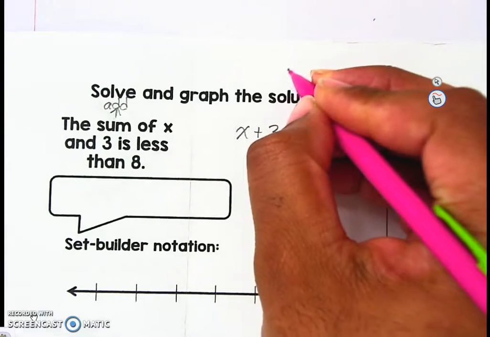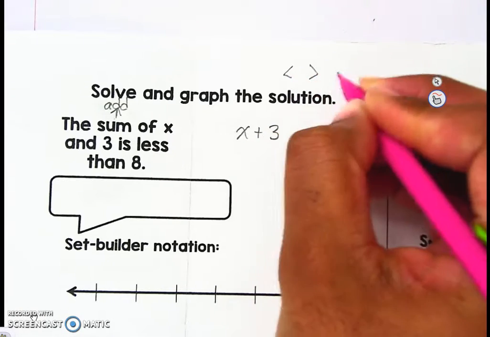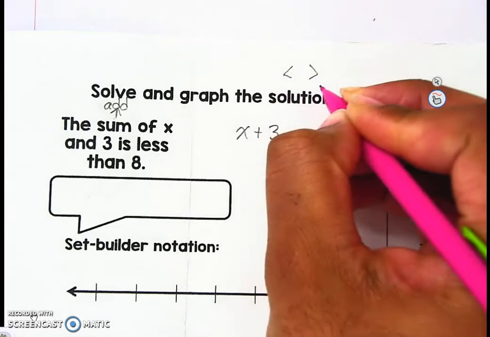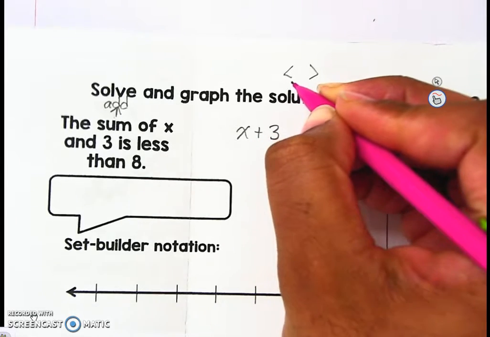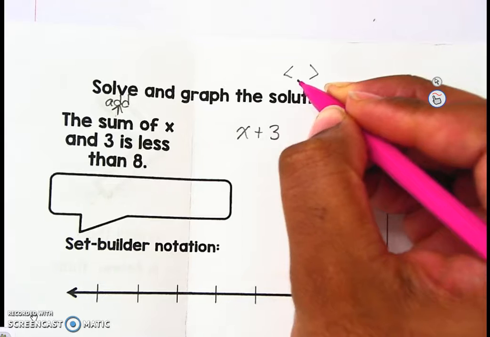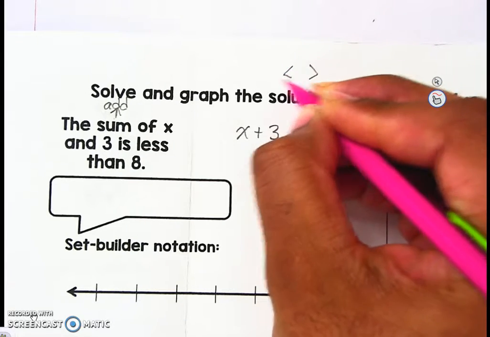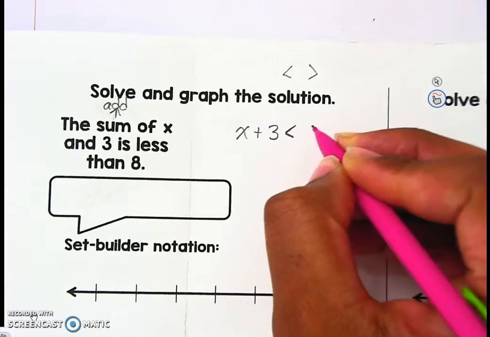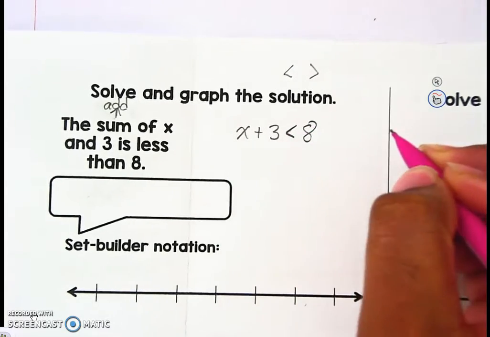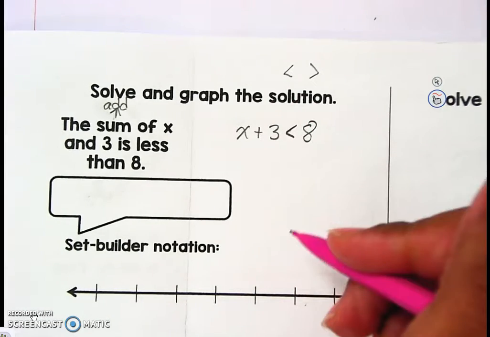So if we're talking about less than, which one of these are we going to use? The left side or the right side? This one or this one? And hopefully you said, okay, well, less than means we're going to make an L. So this is the only one that you can make into an L shape. So we're going to use the left one. And it says less than 8. Okay, so we have that inequality.